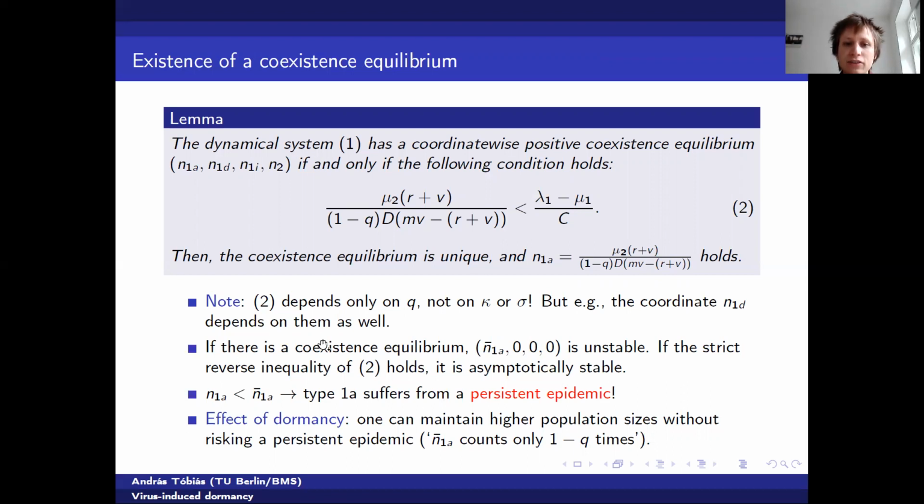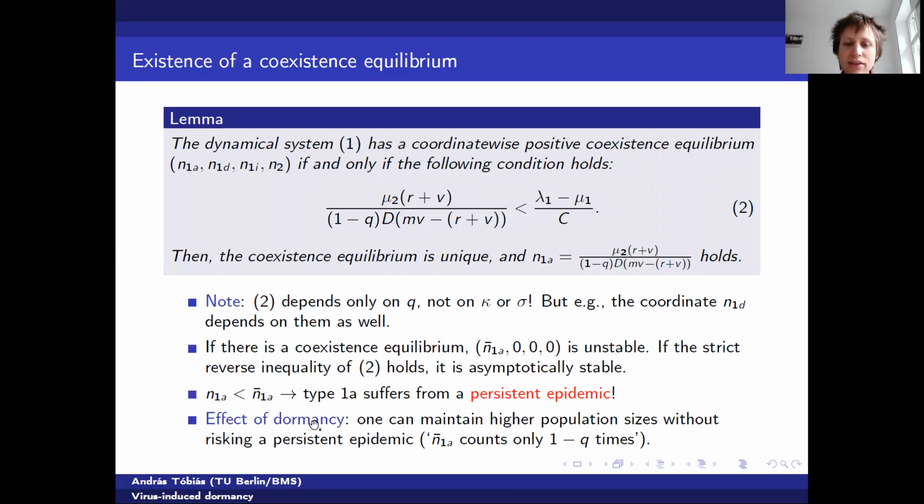Now, if there is a coexistence equilibrium, then the virus-free equilibrium (m1a bar, 0, 0, 0) is unstable. If the strict reverse inequality holds, then (m1a bar, 0, 0, 0) is asymptotically stable. Note that m1a, whenever it exists, is less than m1a bar, which means that type 1a really suffers from a persistent epidemic, because its population size has been reduced compared to the virus-free case.